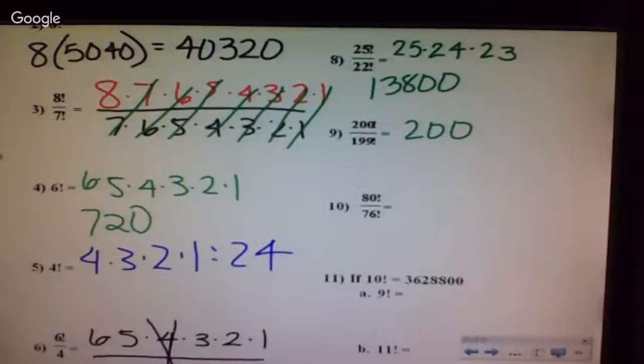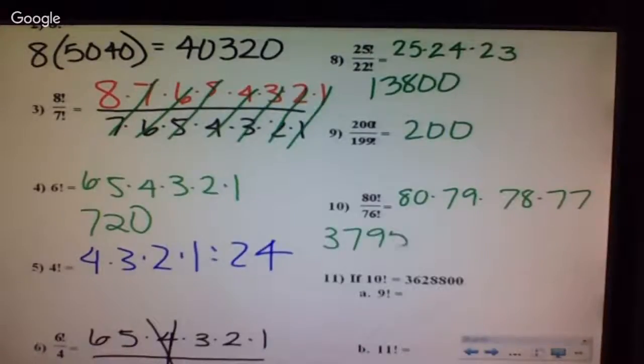What does 10 look like then? 80 times 79, 78, and 77. 37,937... wait, it said 300. 37,957,920.